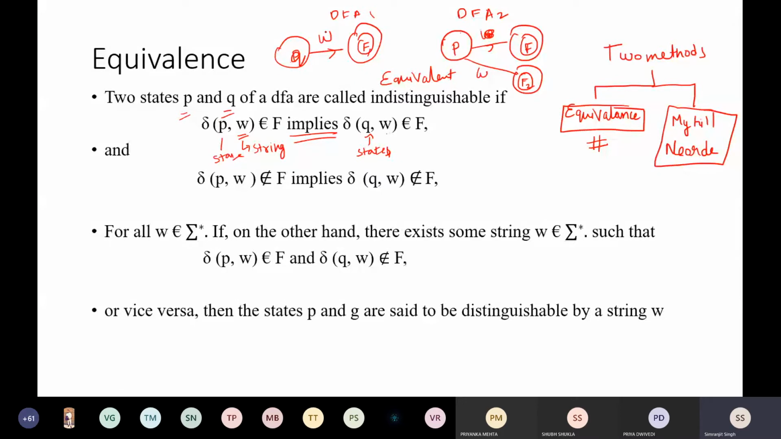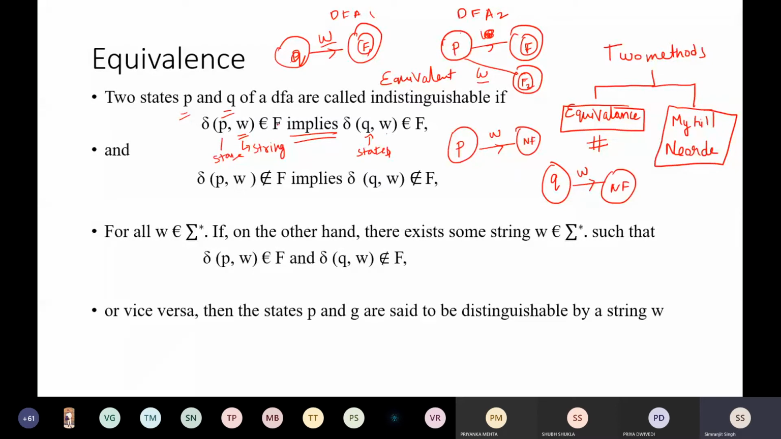Okay, so there are two DFAs on getting an input of string W. The string is the same here, and they are both going to the final state. On getting another string, I draw another automata to get a good understanding. So this is P and Q, two DFAs, and on getting string W for both of these, they are going to a non-final state. I call it non-final.